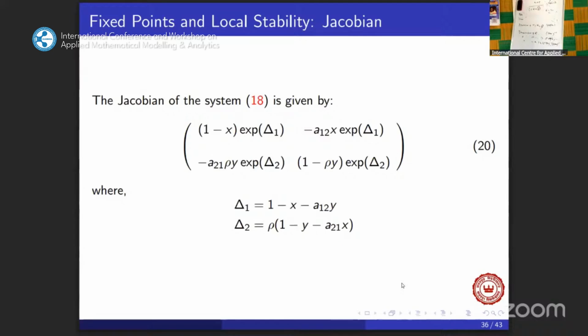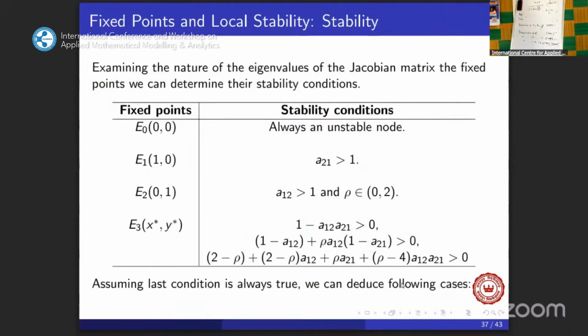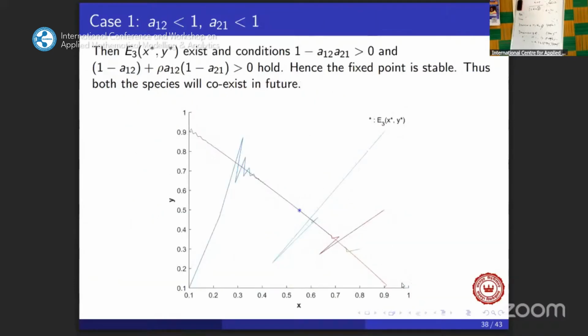Now we try to examine the neighbor with the local stability analysis. We find the Jacobian matrix. Next slide. The stability condition is written here. Next. See, the following 4 cases may arise. First, case 1: when the interior equilibrium exists and the condition holds, that means the species will coexist in future time. Next slide.